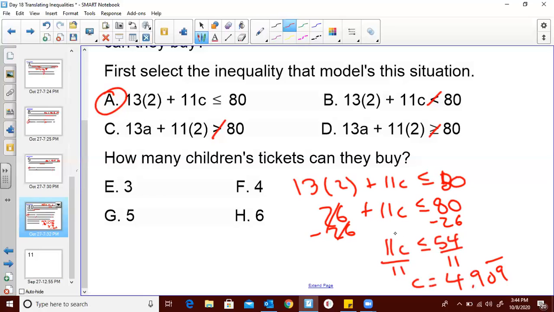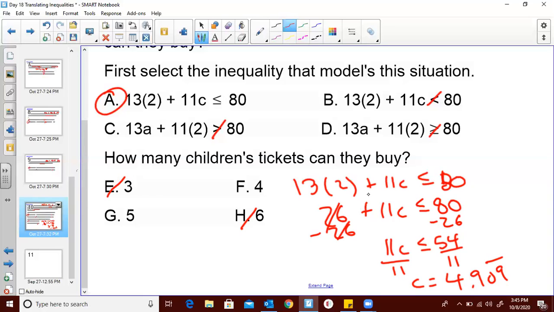All right, so something important to know here is that we know we can at least get 4 tickets. So I'm going to take 3 off the table. And I'm going to take 6 off the table too, because 6 is way more than 4. But some people will be like, oh, but Mr. Johnston, it's so close to 5. Like, we just rounded up to 5.